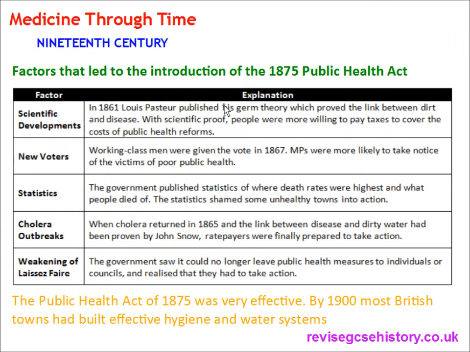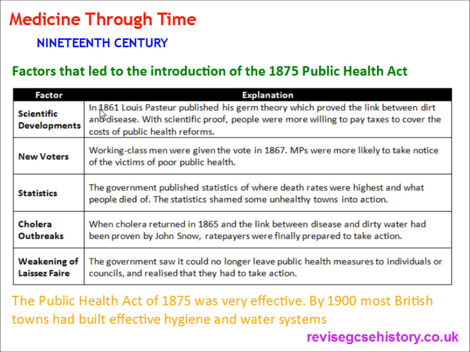So here are some factors that led to the introduction of the 1875 Public Health Act. The first is scientific developments. In 1861, Pasteur published his germ theory, which proved the link between dirt and disease. With scientific proof, people were more willing to pay taxes to cover the cost of public health reforms. New voters. Working class men were given the right to vote in 1867 as a result of the Second Reform Act. MPs were more likely to take notice of victims of poor public health.